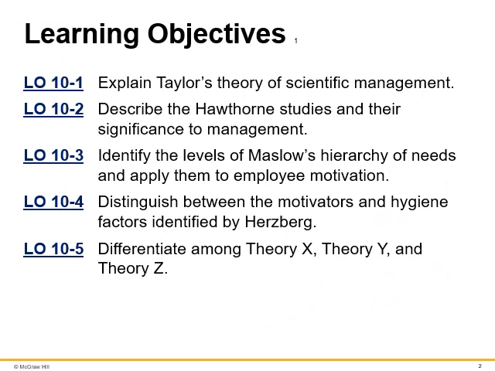There are 8 learning objectives with Chapter 10. The first is to explain Taylor's theory of scientific management. Second, describe the Hawthorne studies and their significance to management. Third, identify the levels of Maslow's theory of needs and apply them to employee motivation. Fourth, distinguish between the motivators and hygiene factors identified by Herzberg. Fifth, differentiate among theory X, Y, and Z.